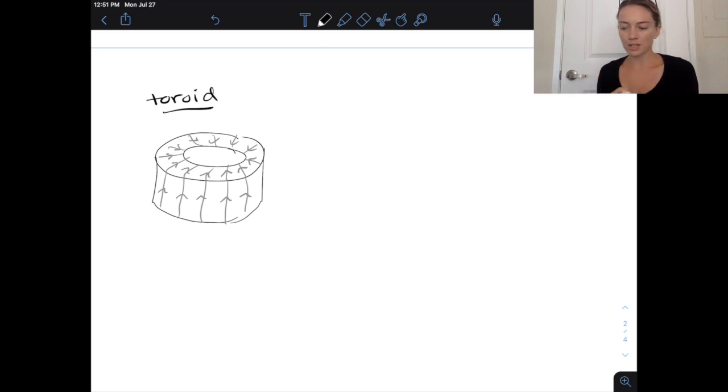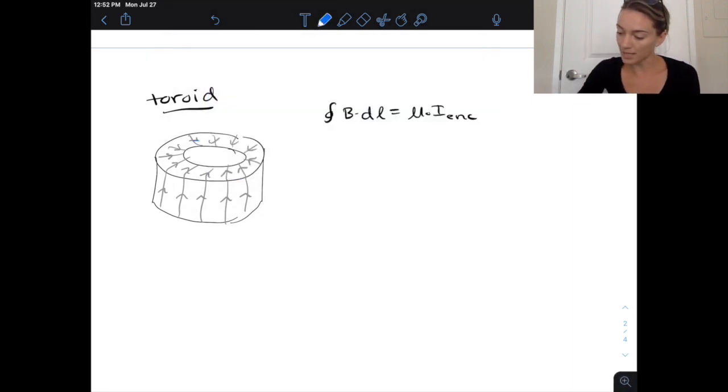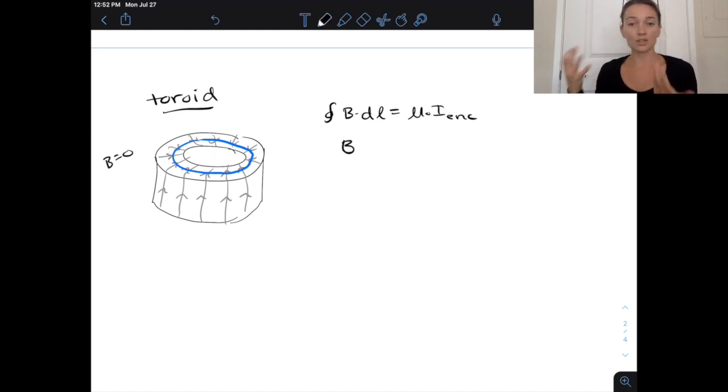So for a toroid, we can use Ampere's law, and we're going to have B dot dl is equal to mu naught I enclosed. Here our Amperian loop is going to be inside the donut of the toroid, because we know outside a solenoid the magnetic field is 0. So out here the magnetic field is 0, and then right in the center here the magnetic field is 0. So we have B, and our path is just a circle, so it's just 2 pi r.